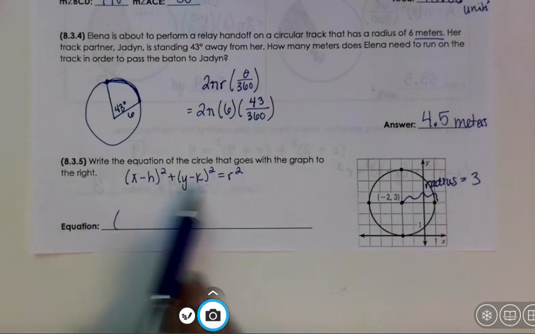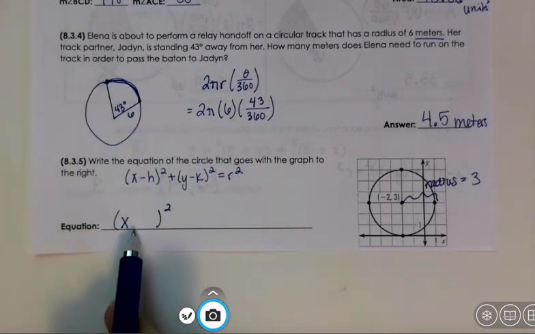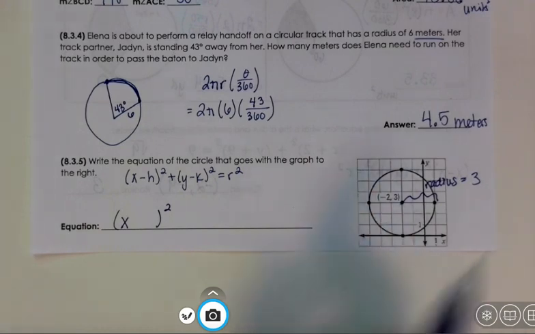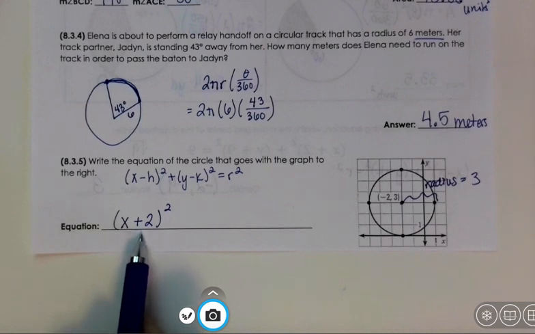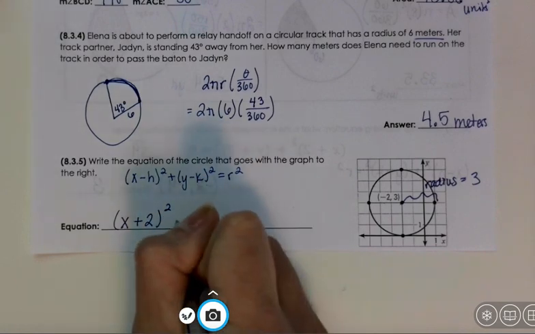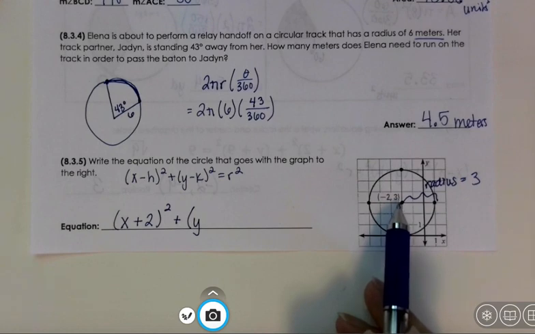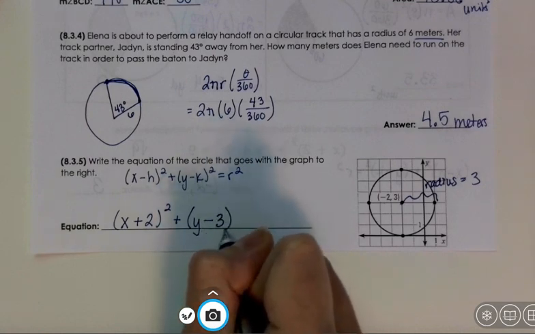Or if you don't remember this formula, I know that x needs to go with the x value of my center, and it always is the opposite of what it really is. So if the x value of my center is -2, I know it needs to look like a +2 inside my parentheses. I need an exponent on the outside of my parentheses. Then I have plus. For the y value of my center, it was a +3, so I know that it has to look like a negative. So I'm going to use -3 inside parentheses.